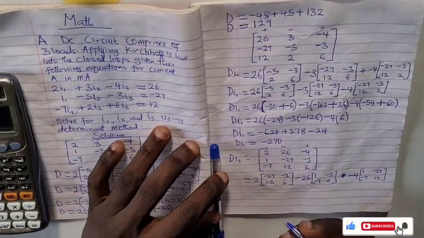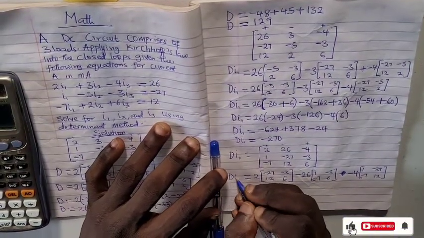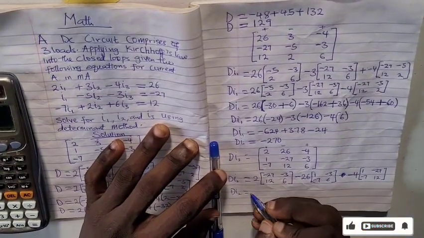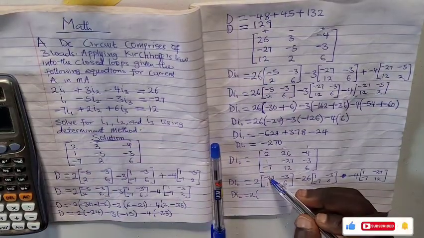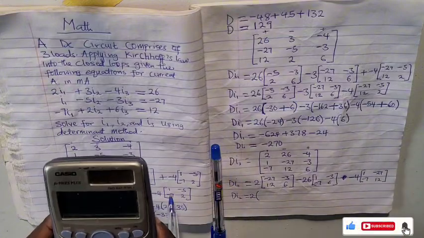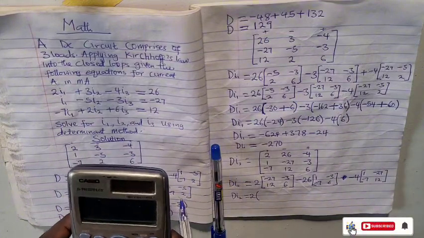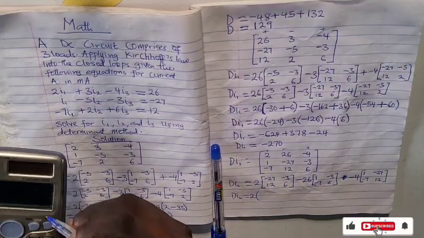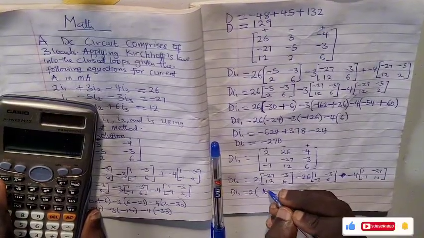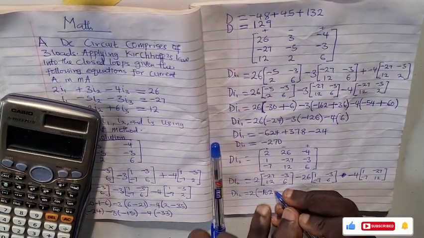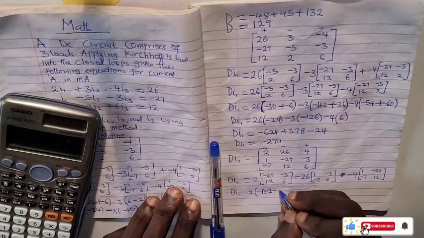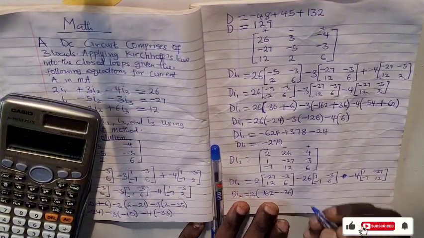Okay, so I have the I2. And we have 2 into brackets minus 27 times 6. That will be minus 162. Don't forget to put minus before you multiply this. So 12 times minus 3. That will be minus 36. Please, those signs are very important.